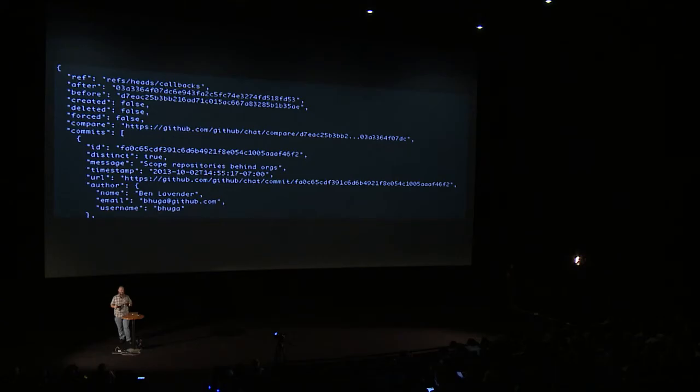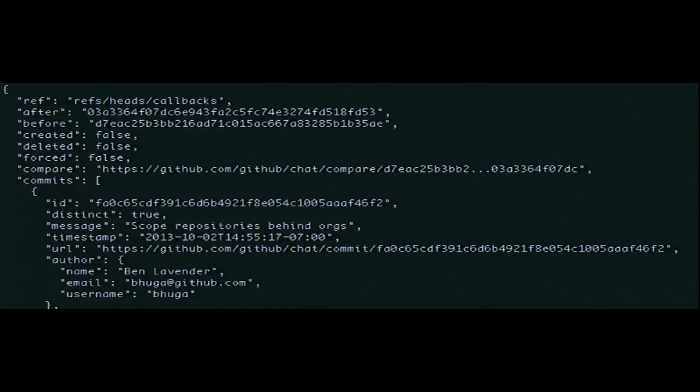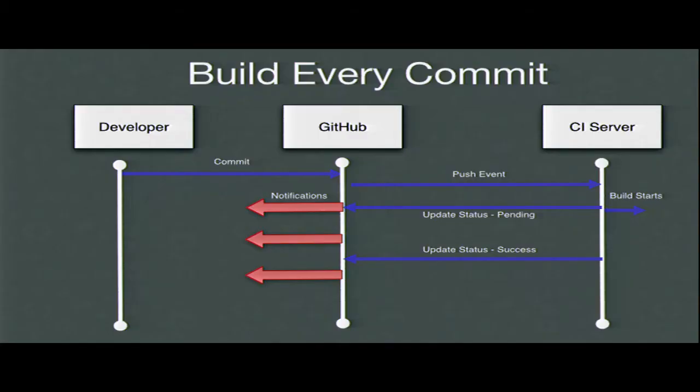On a push, you actually get information about every single commit that occurred, whether or not it's a merge commit that has distinct commits or not, who wrote the commit, which GitHub user pushed the commit, all sorts of good stuff like that.